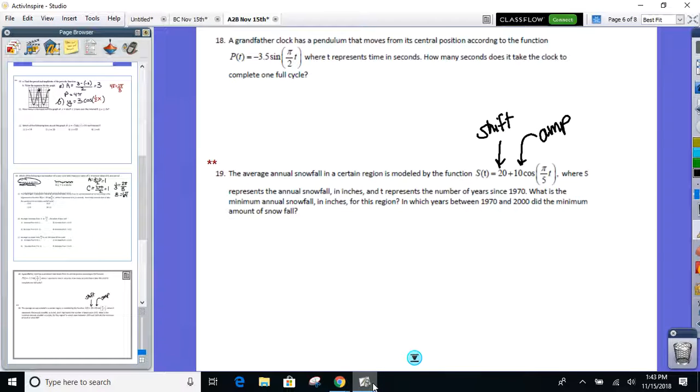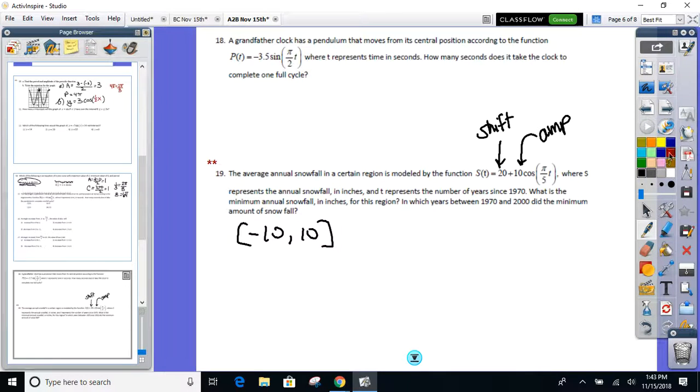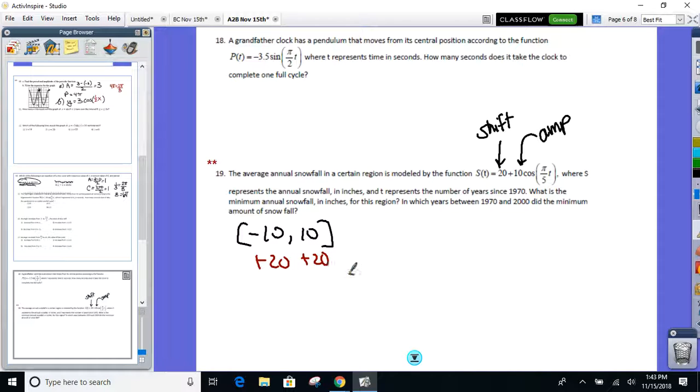Without the shift, what was the minimum? Before I shifted it, what was the minimum and max? -10 and 10, right? Everyone agree? Then you shifted it 20, so what are you going to do to each point here? Add 20. So this answer here, what's the minimum amount of snowfall? 10. 10, what are we doing? Feet probably? Nope. Inches? Yep, 10 inches.